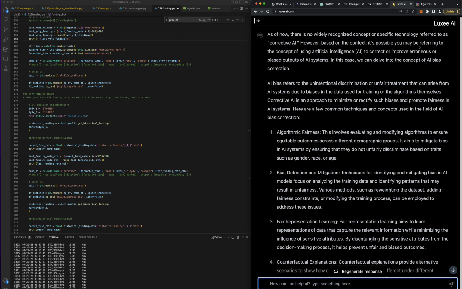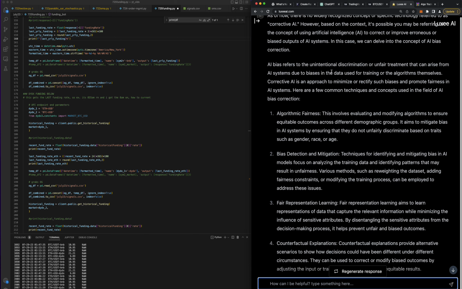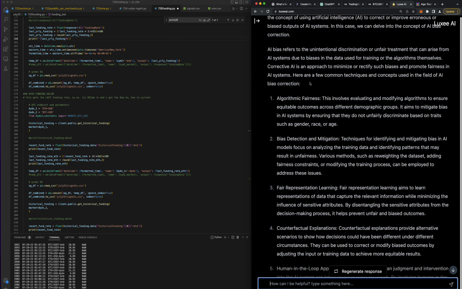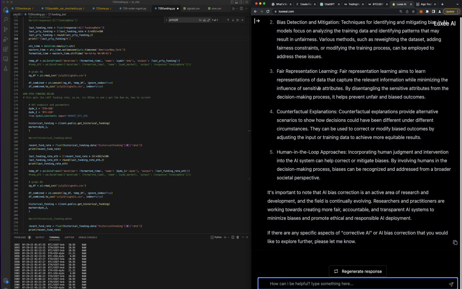However, based on the context, it's possible it may be referring to the concept of using AI to correct or improve erroneous biased outputs of AI systems. Sorry, I can't even read because I'm just an idiot, but I know how to code now, and I got algos trading for me all day. In this case, we will delve deeper into the concept of AI bias correction. AI bias refers to the unintentional discrimination or unfair treatment that can arise from AI systems due to biases. Algorithmic fairness, bias detection. This isn't really what we talked about, but let me explain it to you.